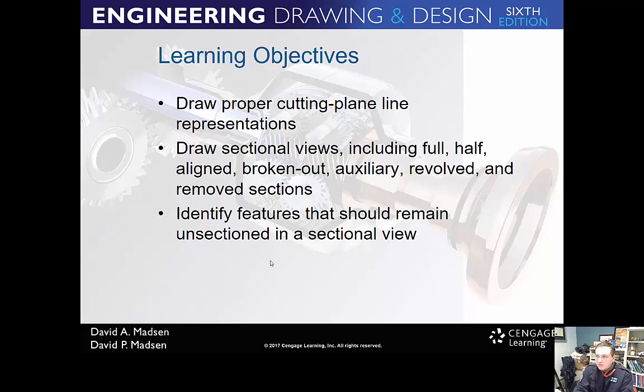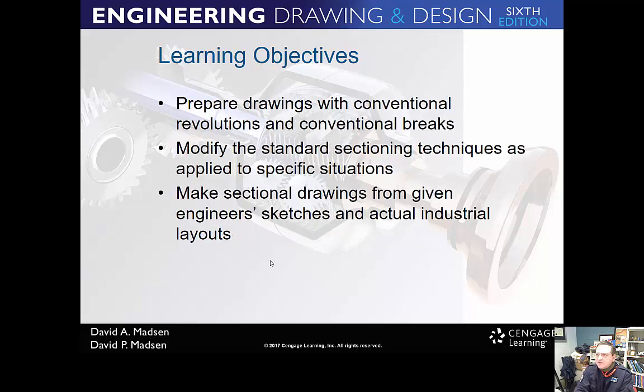So proper cutting plane line representation, sectional views including full, half, aligned, broken out, auxiliary, revolved, and removed sections. Identify features that should remain unsectioned in a sectional view. And you're like, what? It'll make sense, promise. Prepare drawings with conventional revolutions and conventional breaks. The conventional breaks, what I was talking about with the pipe.